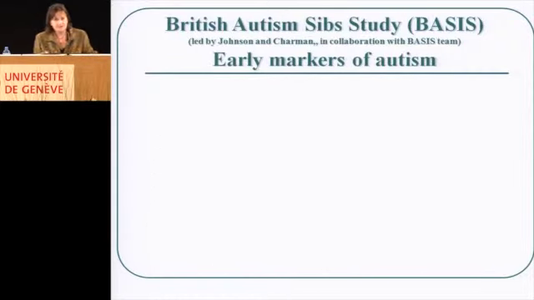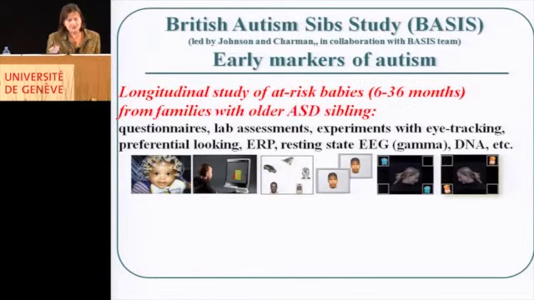And we can ask many different questions, but one of the things that we're doing at the moment is we're looking again at babies, because I think that's where you have to really look. With a group led by Mark Johnson, Tony Charman, and others, which is called the British Autism Sibling Study, BASIS, and I have to take a plane at 5 o'clock in the morning tomorrow to get to their meeting, we're looking at very early markers of autism. So it's a longitudinal study. We have babies who are at risk of autism because another child in their family has been diagnosed with autism. And of course, we know that it runs in families and there's a genetic risk.